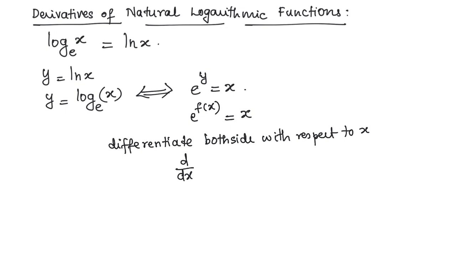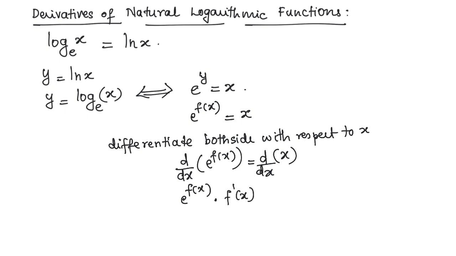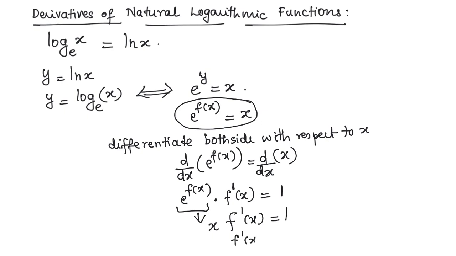So I can write d over dx e power f of x equal derivative of x. Here I am going to use the chain rule. So e power f of x times the derivative of the inner function, so derivative of f, that is f prime of x. Derivative of x is 1. E power f of x, we know that that is just x. Then x times f prime of x equal 1. So f prime of x is 1 over x if we divide both sides by x.